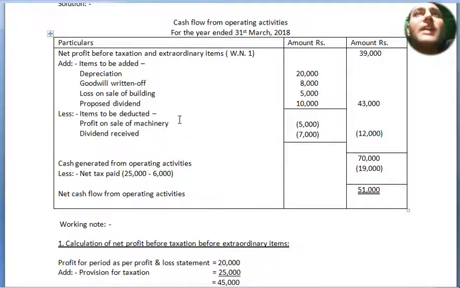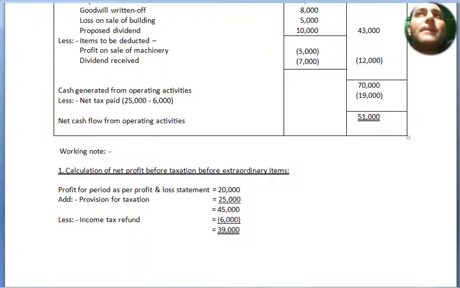Then less items to be deducted: profit on sale of machinery 5,000, dividend received 7,000. Altogether 12,000; in the outer column we have to deduct it. Then 39,000 plus 43,000 gives 82,000, and out of 82,000 we deduct 12,000. We got 70,000 cash generated from operating activities. After that, less net tax paid: 25,000 provision minus income tax refund 6,000, which is 19,000. Net cash flow from operating activities is 51,000.